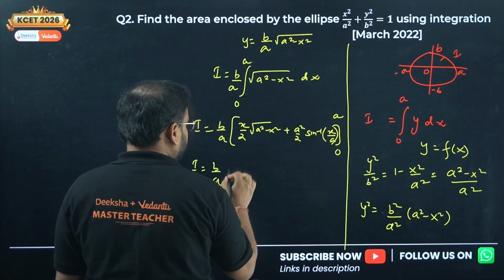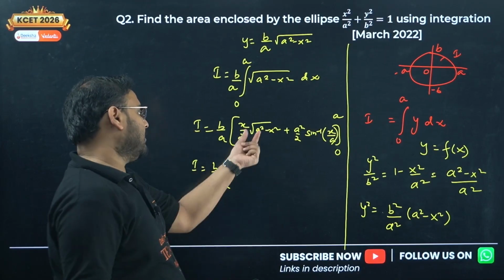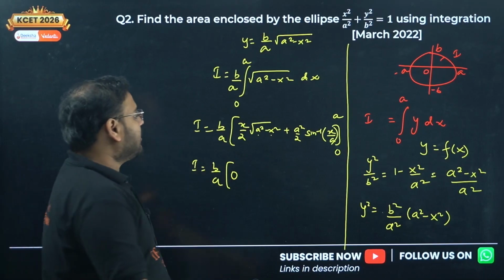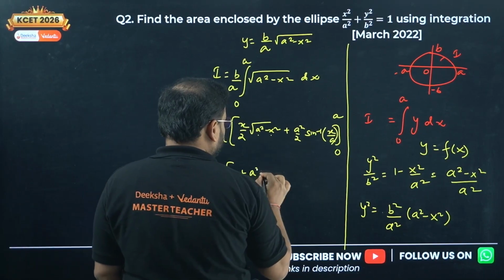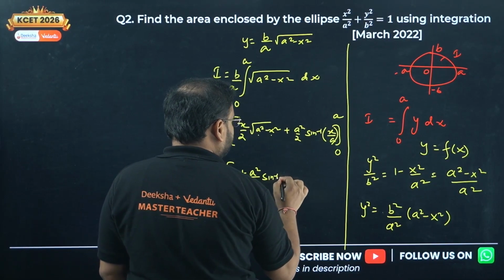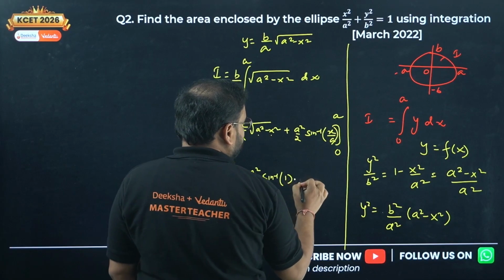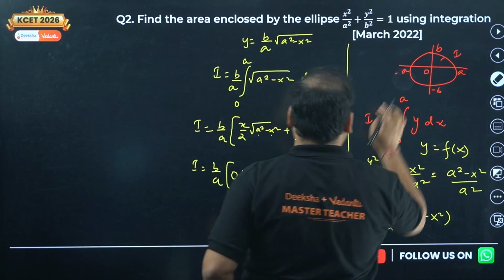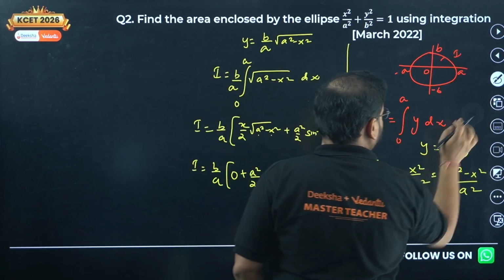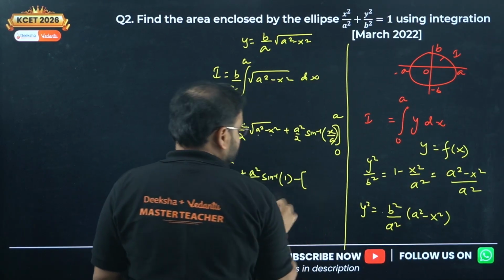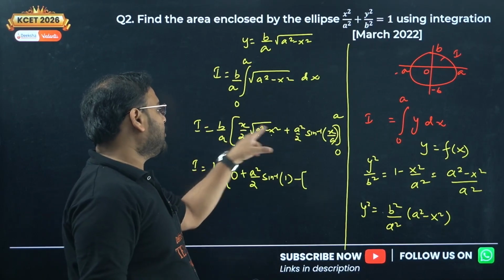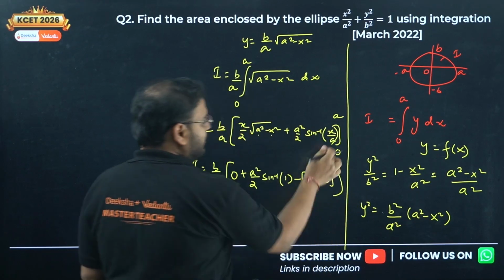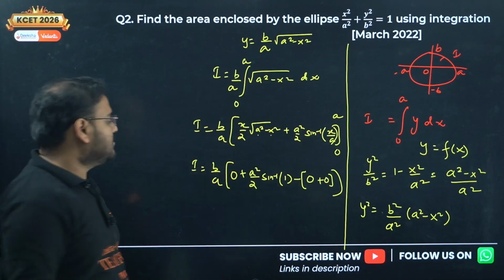Continue please. B by a we have. Put back a, this will become 0. We know that. How, sir? Because a square minus a square will be 0, right? Now for this you'll have a square by 2 sine inverse of a by a is 1, plus, sorry, not plus, minus, no? Minus here, right? It's the lower limit, so minus sign. Check the lower limit. When you put 0, this will be 0 by 2 into 0, into everything is 0. And over here also 0. Right, sine inverse of 0 is 0, everything is 0.